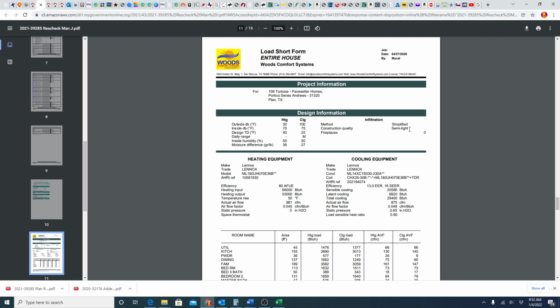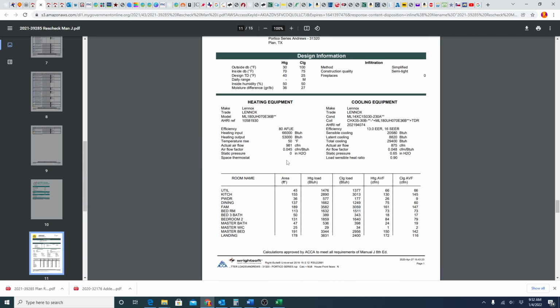We need to get back on track here. I'm not teaching a building science class for energy conservation.